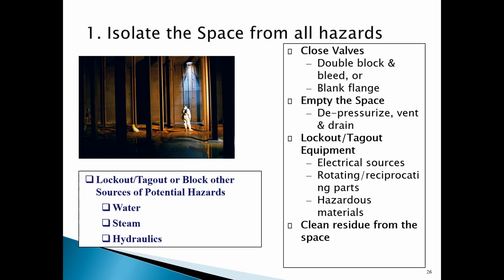Different ways to isolate the space from hazards is lockout, tagout, such as valves, electrical sources, any part that's rotating or can move, anything that has residue that might affect you. Get it out of there before you start your work. Depressurize, vent, and drain.